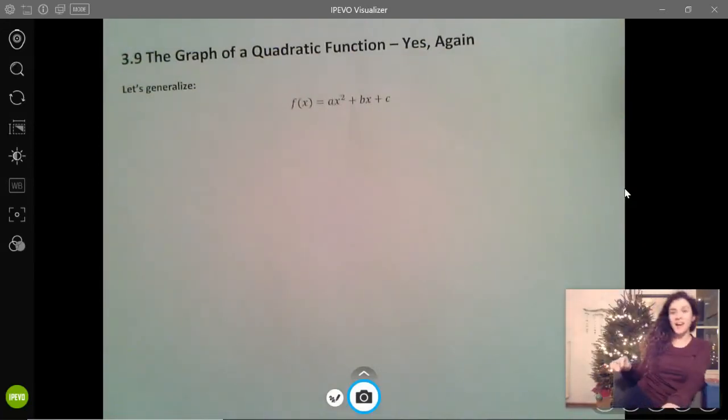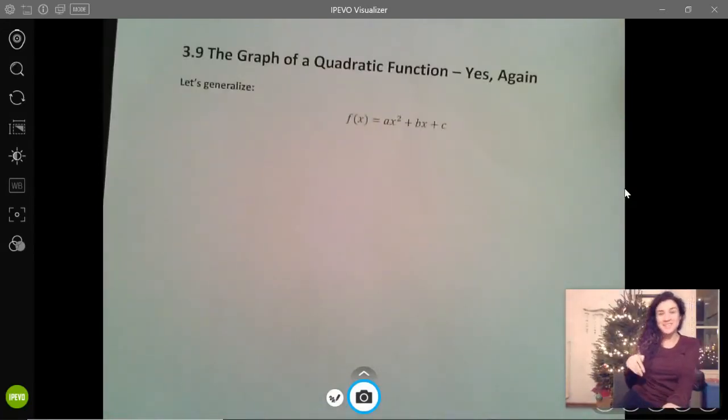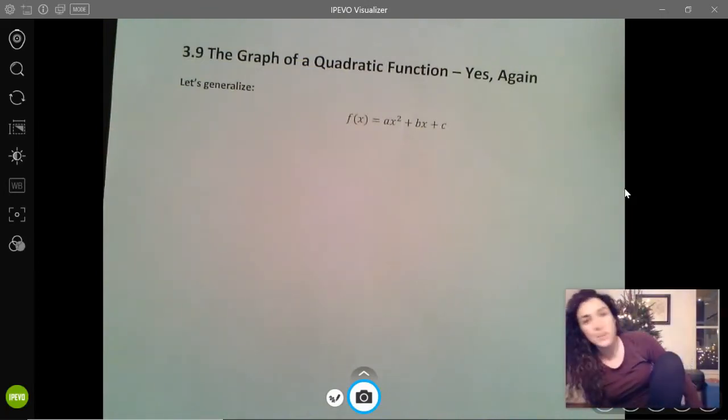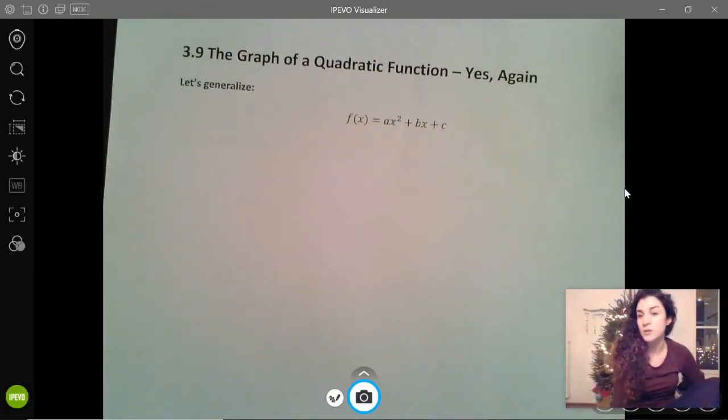We are continuing to talk about quadratics. Surprise. So we're going to continue to learn and expand upon what we learned about last class, which is dealing with the vertex form of your quadratic equation.